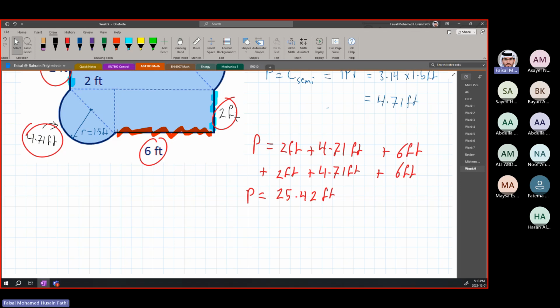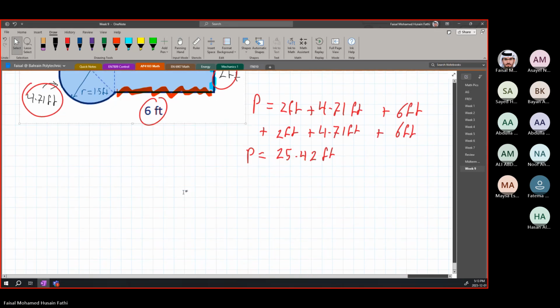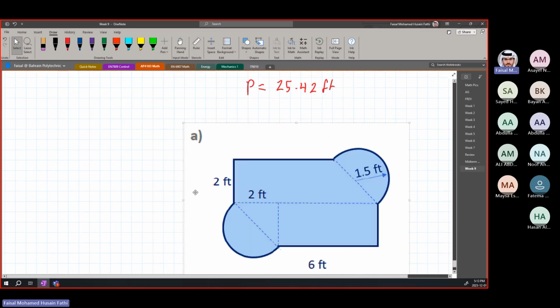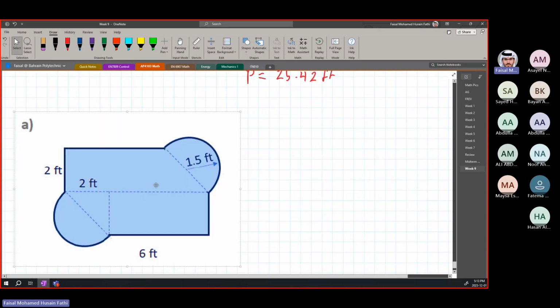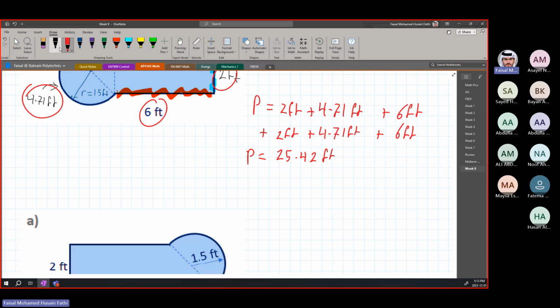Now, if we move on to the area, it's very straightforward. Before we move on to the area, obviously, we need to do some rounding here to the nearest whole number. Rounding again, you just look at the second number here. So 42, because it says to the whole number. So you look at this, is it less than 5? Yes, it is. So P is equal to 25 feet. Done. Let's move on to area.